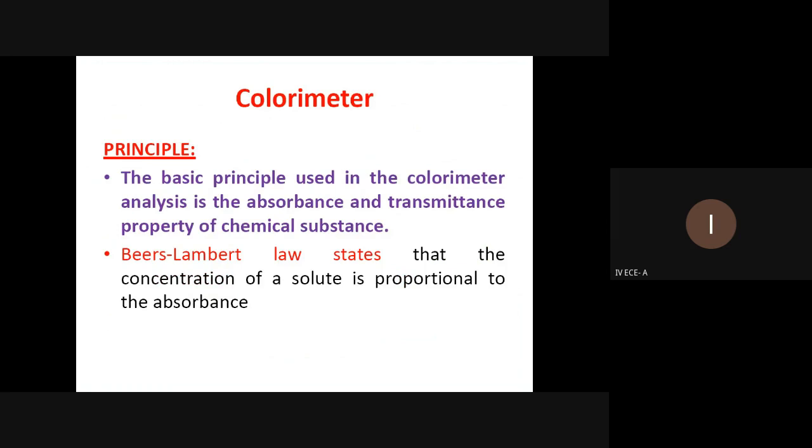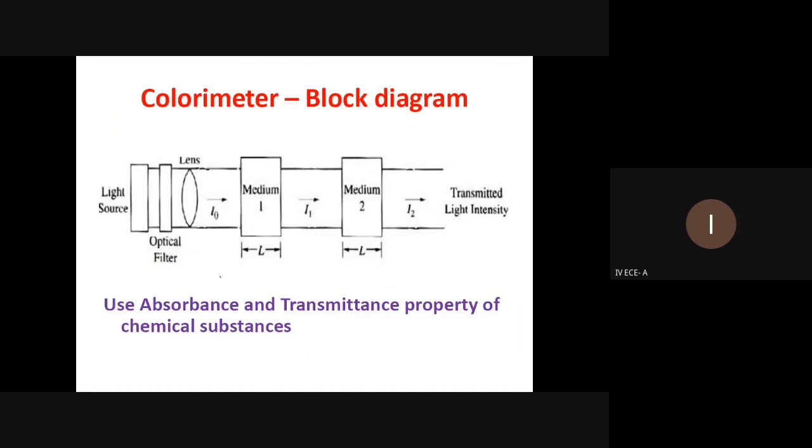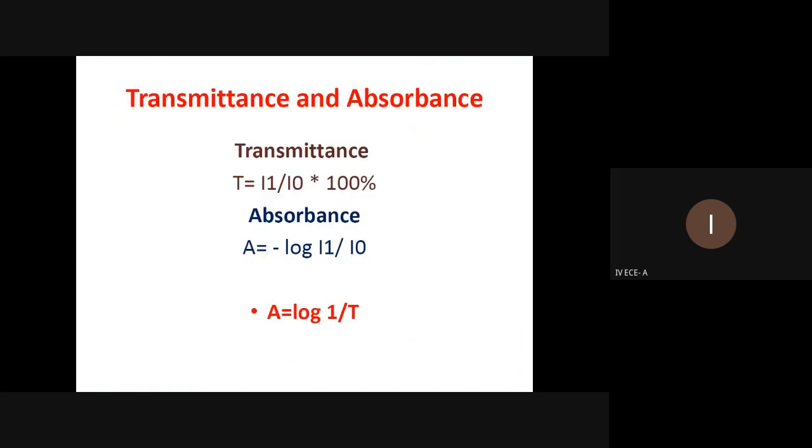This follows the Beer-Lambert law, which states that the concentration of solute is proportional to the absorbance. Okay, so this is the block diagram of a colorimeter. There is a light source, then using a lens we direct the light waves to medium 1 and medium 2. After transmission, the light intensity is monitored. How many molecules are inside the liquid or solution depends upon the light intensity; that is, light intensity depends upon the concentration of the solution. So this is the colorimeter.